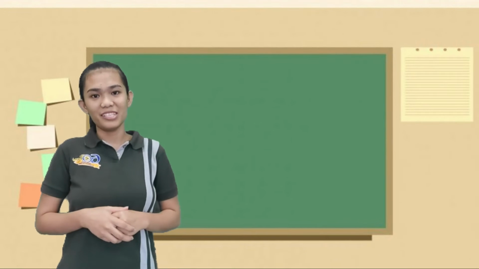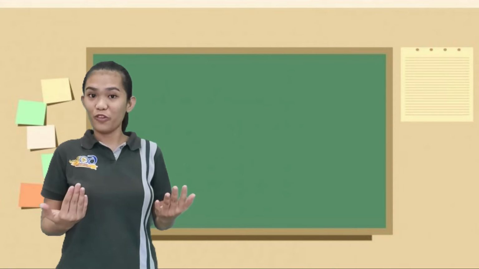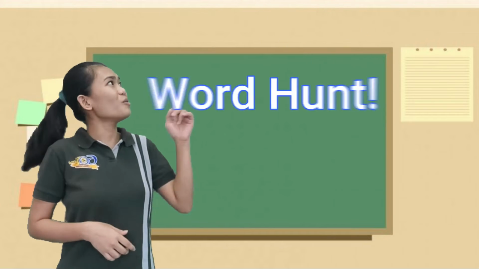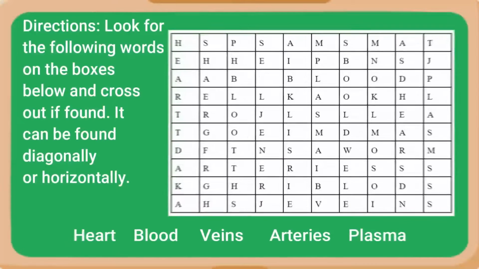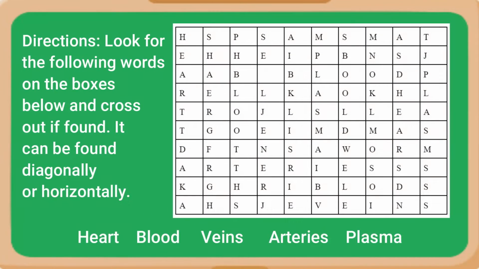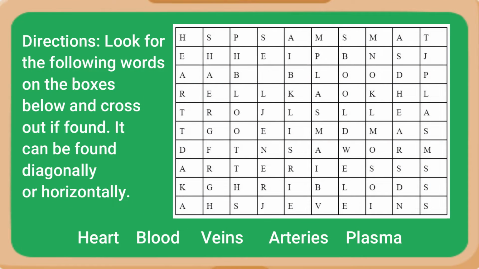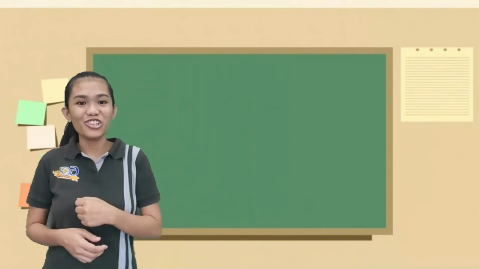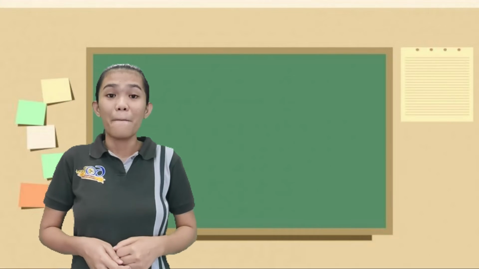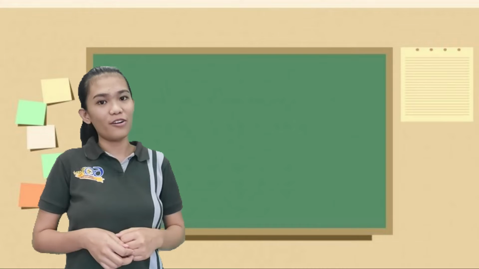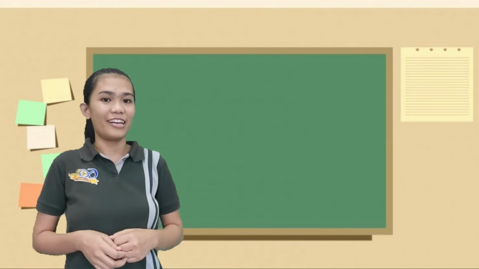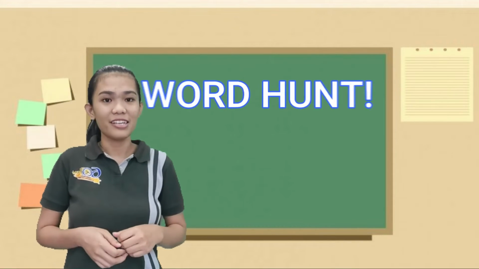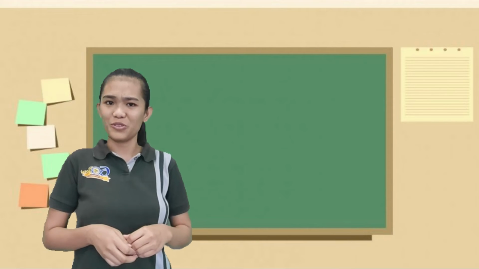To unlock this new system, we will now have our first activity entitled The Word Hunt. Directions: look for the following words on the boxes below and cross out if found. It can be found diagonally or horizontally. Do it for 2 minutes. Great job, students! Now, based on the words that you found on our activity earlier entitled The Word Hunt, what do you think is our lesson for today?